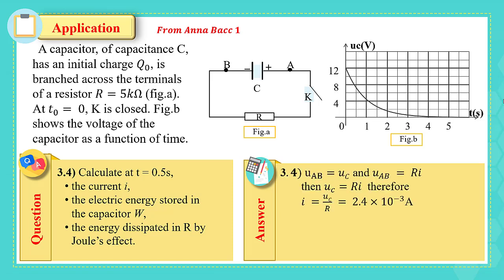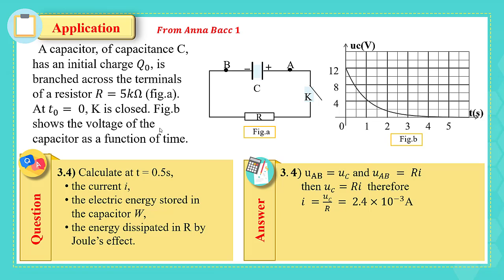The last part, I have to calculate at time t equal to 0.5 seconds, the current I in the circuit, the electric energy stored in the capacitor, and the energy dissipated in R by Joule's effect. We all know that the resistor transforms electric energy into heat energy, or Joule's effect. We have to find the quantity of this energy which is dissipated in the resistor.